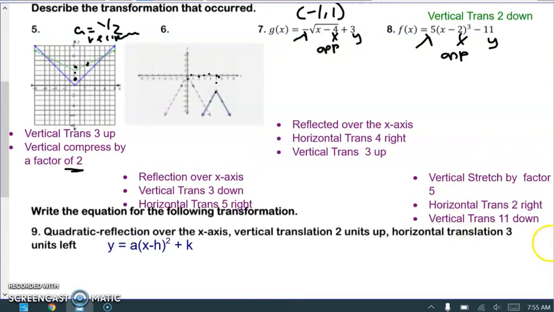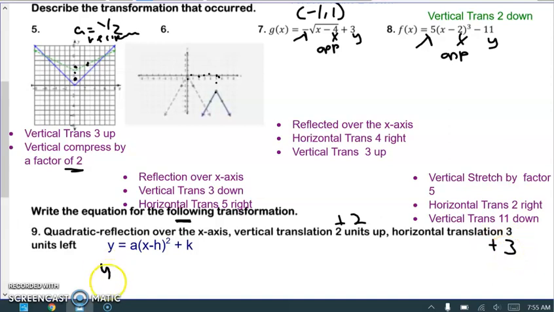So let's take a look at the next ones. We have a quadratic function over the x-axis, a vertical translation 2 up, a horizontal translation 3 left. If I take a look at this, we know that it's going to be an x. We know it's a 2 up, so we know it's going to be a +2, and it's a horizontal translation 3 left, which means it's going to be the opposite. If it's left, we really know it's going to be positive.